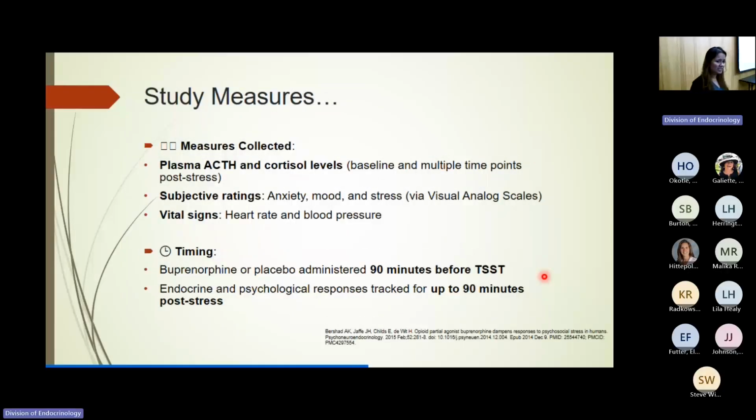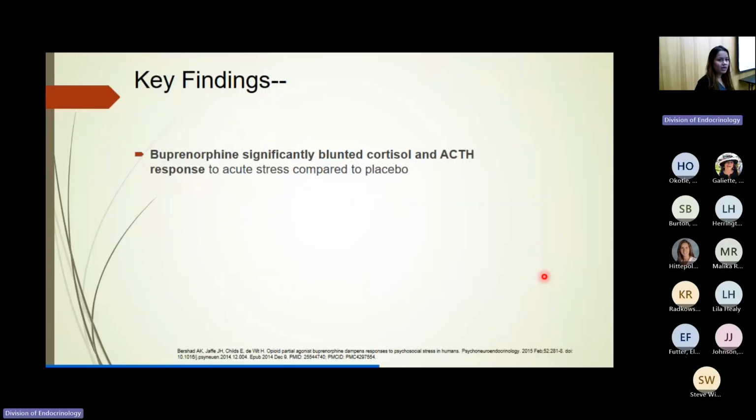They collected plasma ACTH and cortisol levels at baseline and at multiple time points post-stress. Subjective ratings for anxiety, mood, and stress were taken via visual analog scales as well. They also monitored heart rate and blood pressure. They administered both doses of buprenorphine or placebo, and started testing 90 minutes later, to make sure there was enough time for absorption of the medication and its effects, if any. They kept checking the endocrine and physiological responses up to 90 minutes post the stress test, so it was a total of about a 7-hour duration.